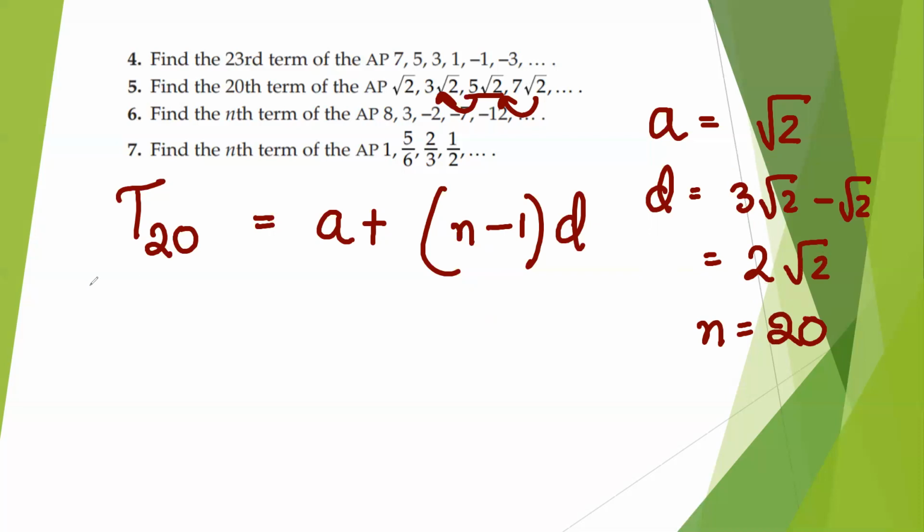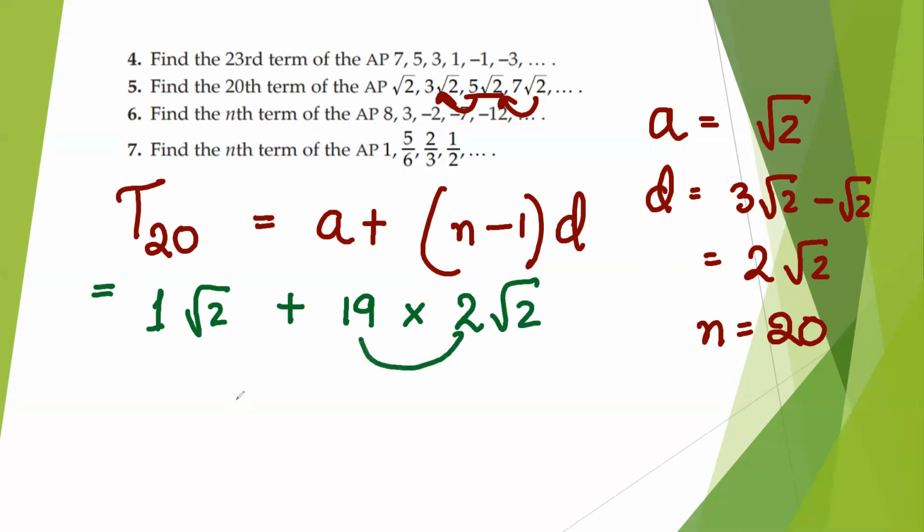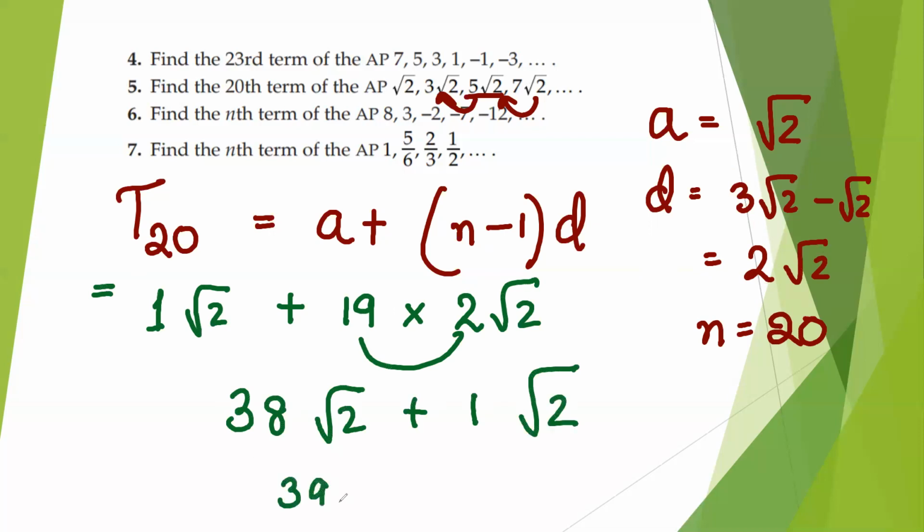Let's use a different color. So root 2 plus (n minus 1), so 19 times 2 root 2. So 19 times 2, here you can write 1. So 19 times 2 gives you 38 root 2 plus 1 root 2, which on adding gives you 39 root 2. These are called surds.